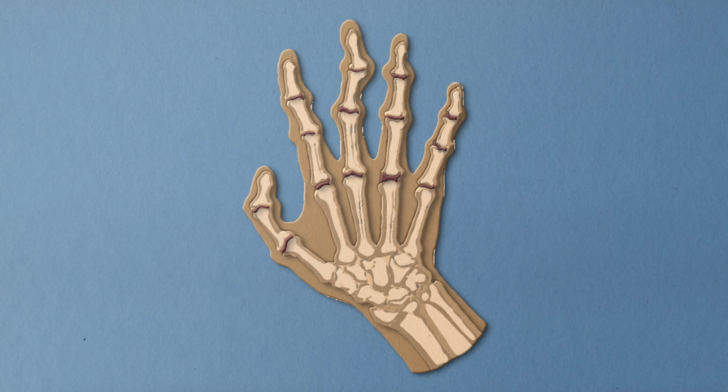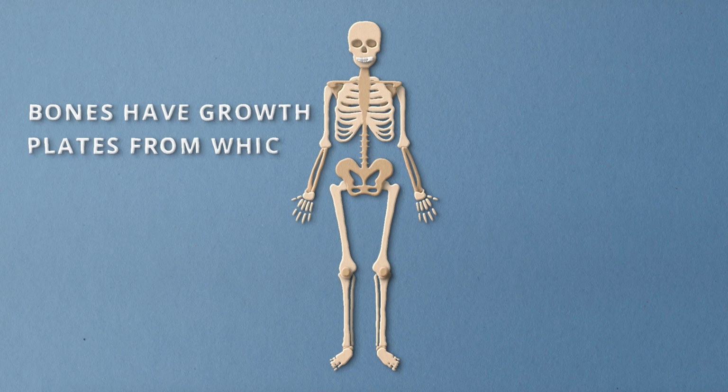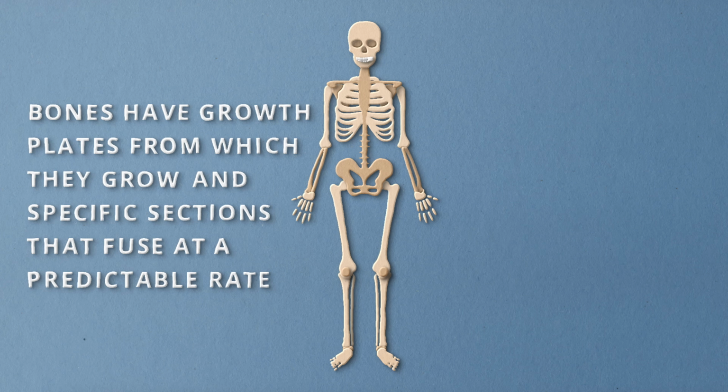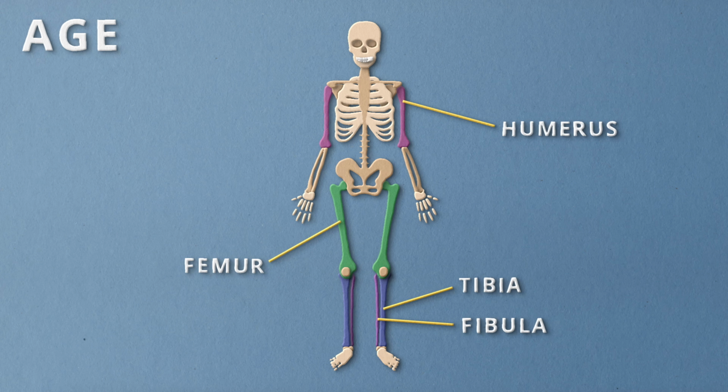We can look for some signs of physical aging like arthritis. Bones have growth plates from which they grow and specific sections that fuse at a predictable rate. So we can determine the age of a person just by looking at long bones like the tibia, fibula, femur, humerus, radius, and ulna.